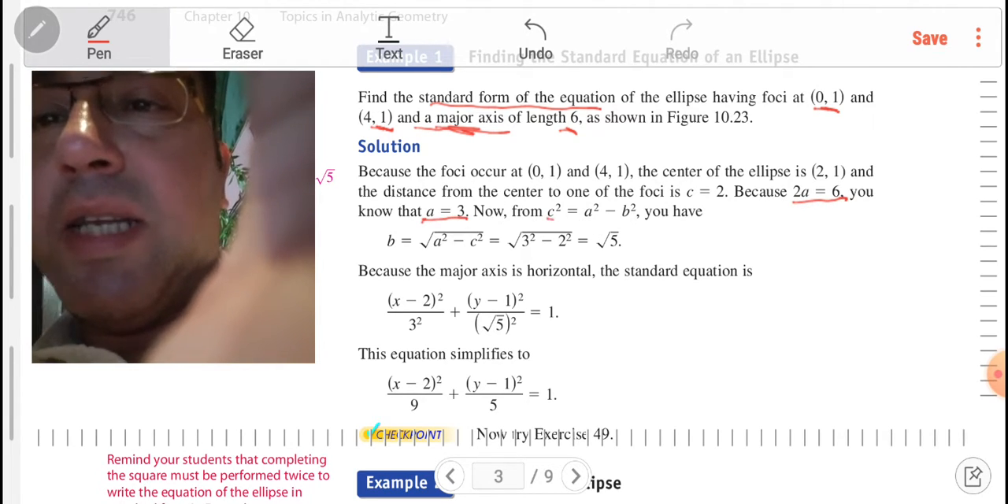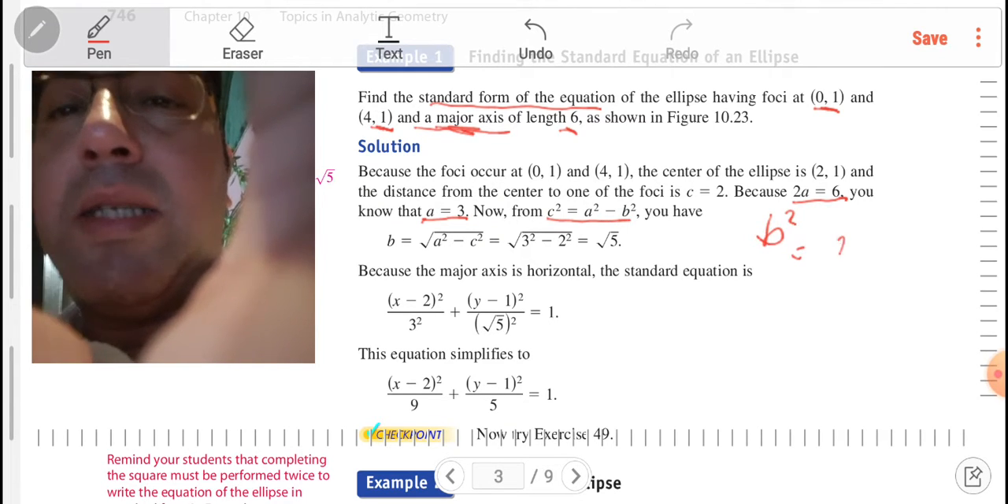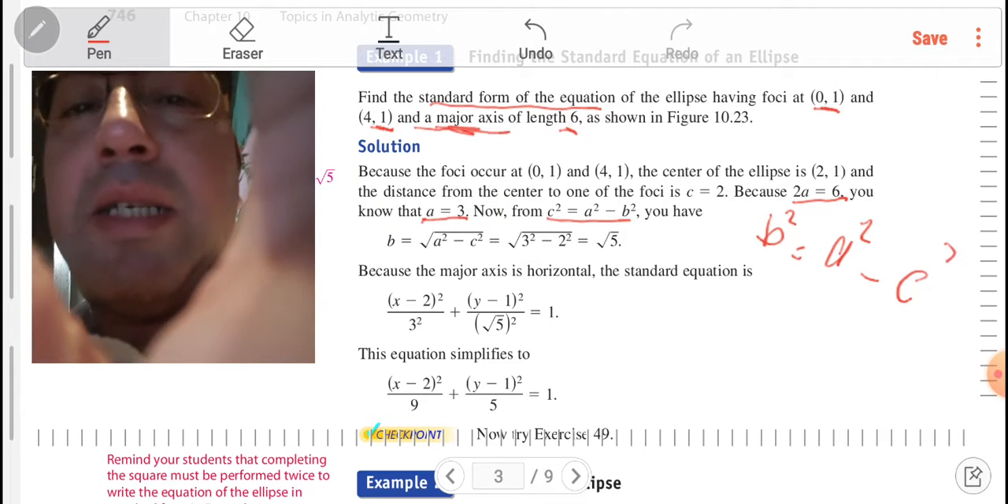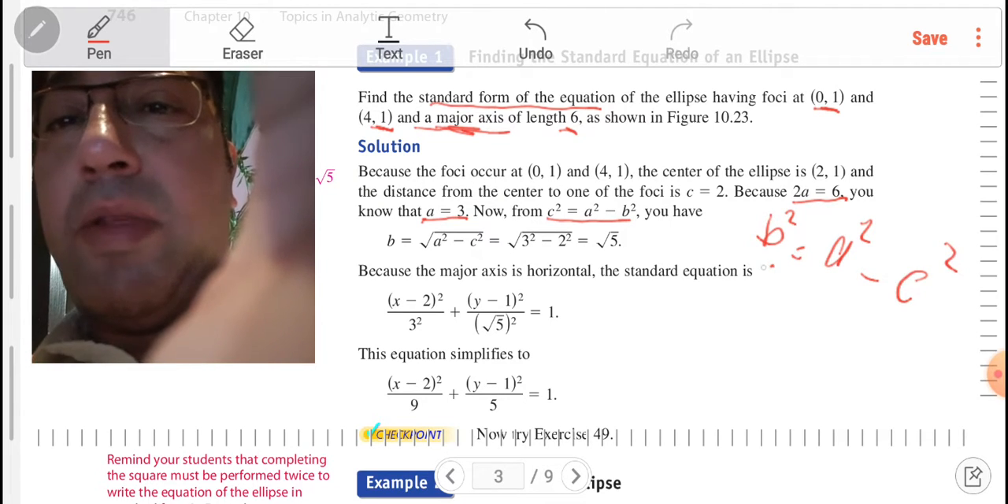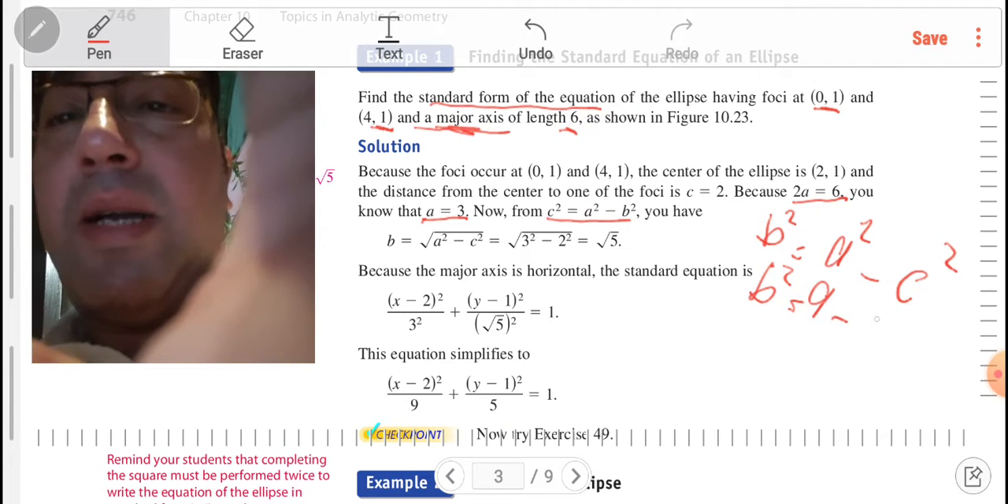Don't forget, I can determine the value of b. b squared equals a squared minus c squared. We know that b squared equals a squared, which is 9, minus c squared.